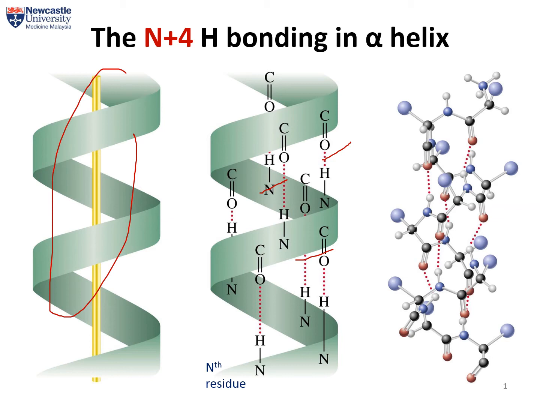So if we count from this amide nitrogen, N+1 would be this one, N+2 would be this nitrogen, N+3, followed by N+4, would be the carbon atom. From the carbonyl group, they will form a hydrogen bond with the N residue.